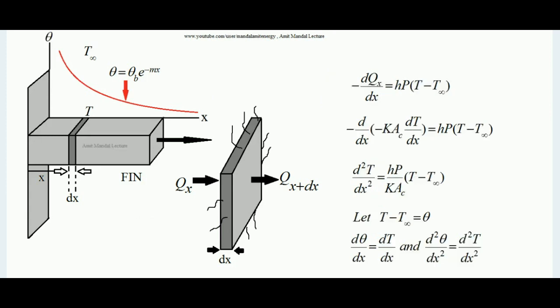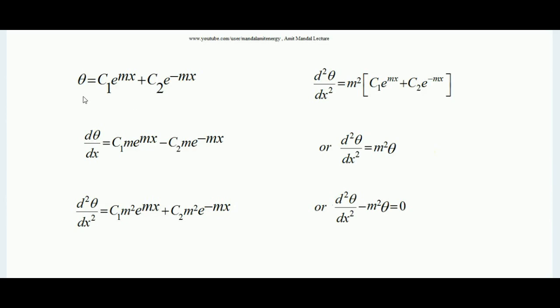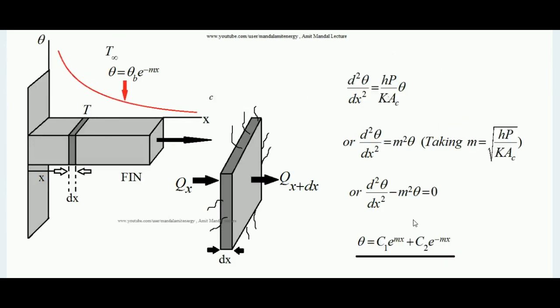Now we have already done the mathematical analysis that for this function, by double differentiating both sides, it leads to this differential equation. So the solution of this differential equation is theta equals c1 e to the power mx plus c2 e to the power minus mx. Now we have to find out the values of the constants c1 and c2 by applying the boundary conditions.